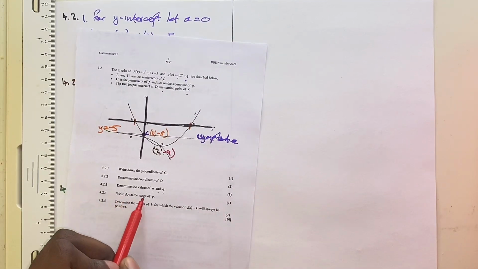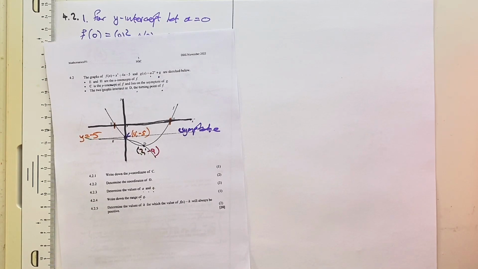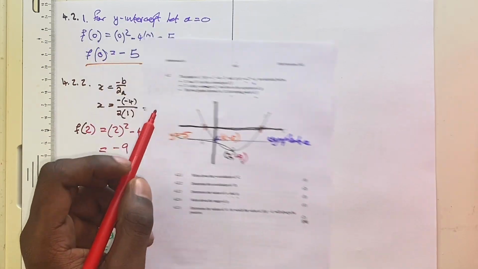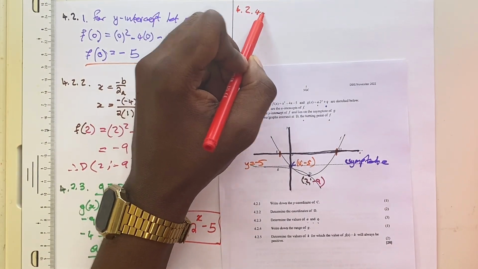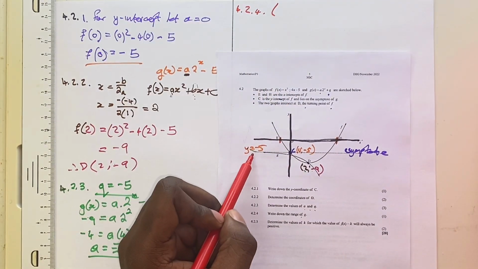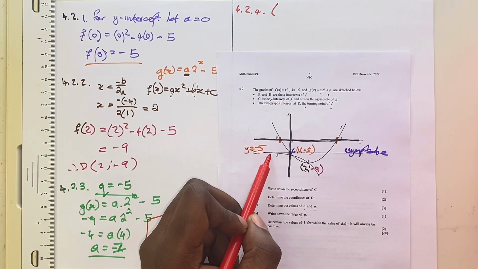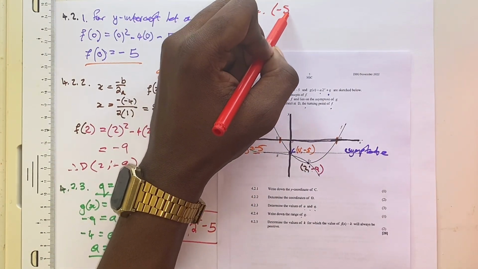So write down the range of G. Remember that range is all the y values that your function exists in. Now when you look at G, you can tell that it starts at negative... 4.2.4. Our G starts at y value negative 5, because it cannot pass through an asymptote. So it will be at negative 5.